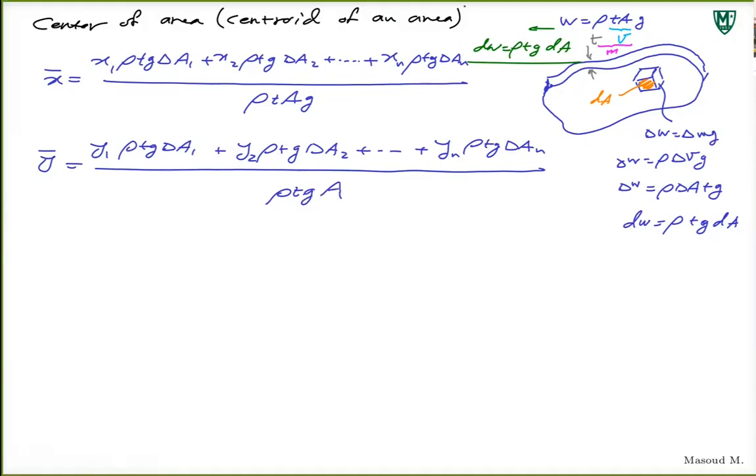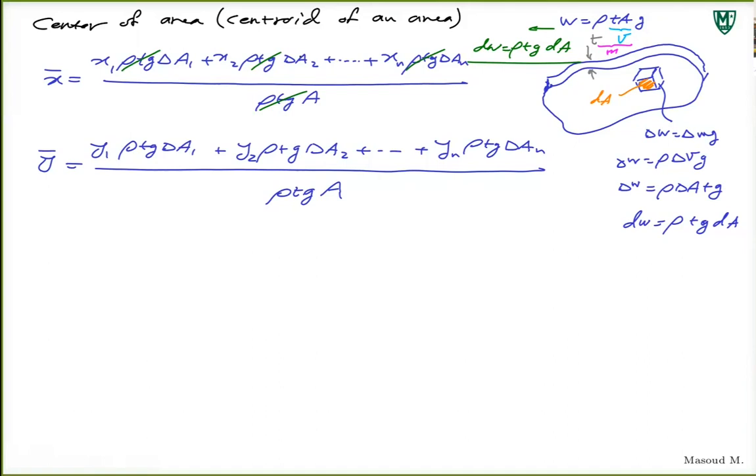And the same story, like the top one is, you can say, well, you factor out rho T g from the top and from the bottom, so you can cancel them out. Let me write it as rho T g, so it's easier. Rho T g A, and you can cancel them out. So what is left from the top is x1 delta A1 plus x2 delta A2 plus, all the way to the end, xn delta An, over A.